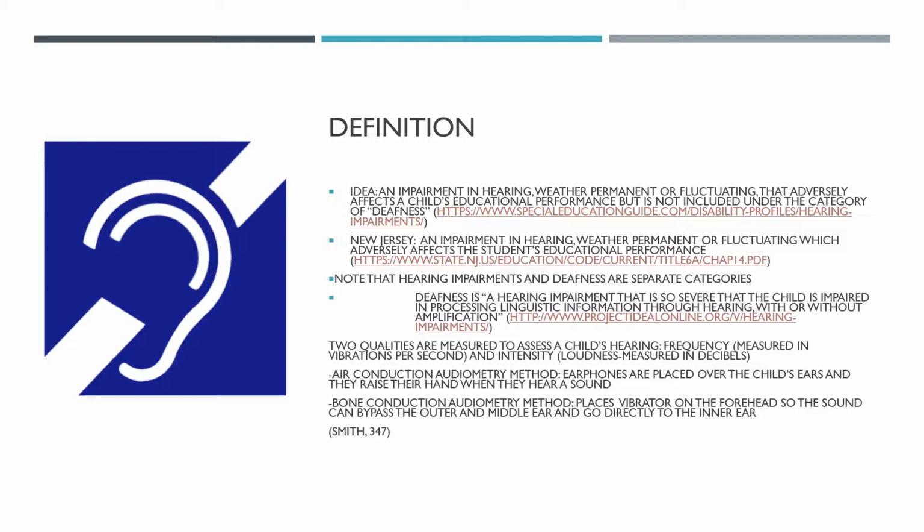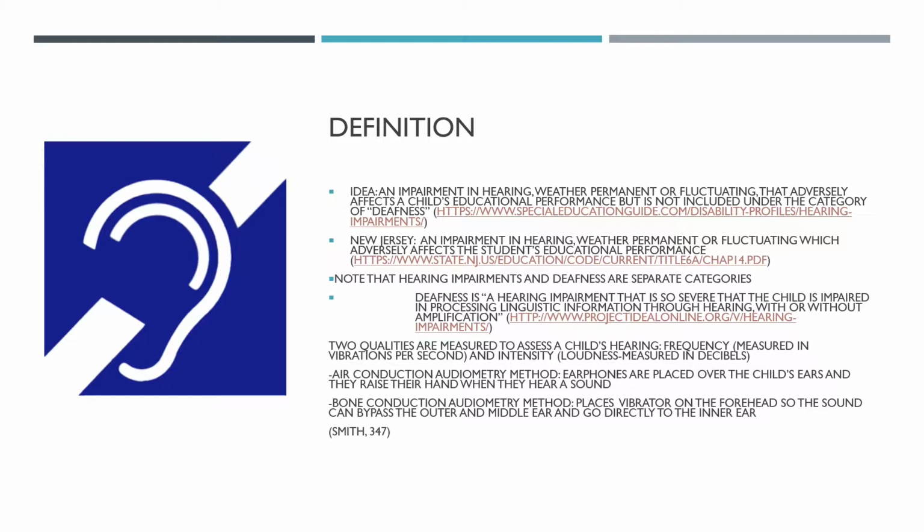The IDEA defines a hearing impairment as an impairment in hearing, whether permanent or fluctuating, that adversely affects a child's educational performance but is not included under the category of deafness. And then the state of New Jersey defines it as an impairment in hearing, whether permanent or fluctuating, which adversely affects the student's educational performance.